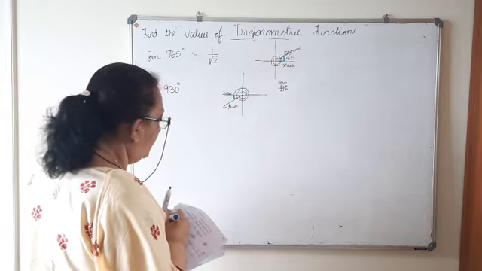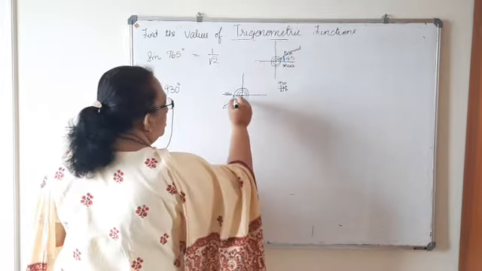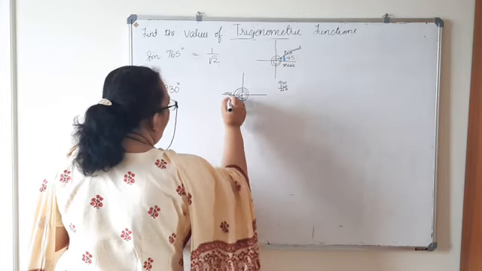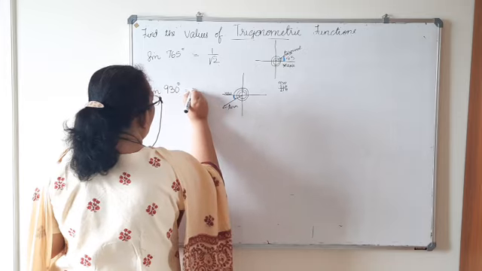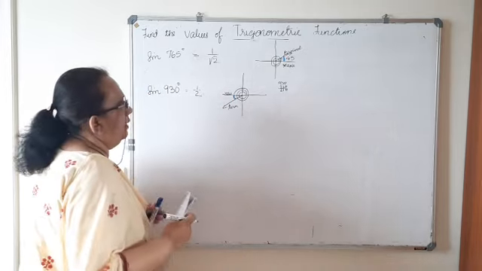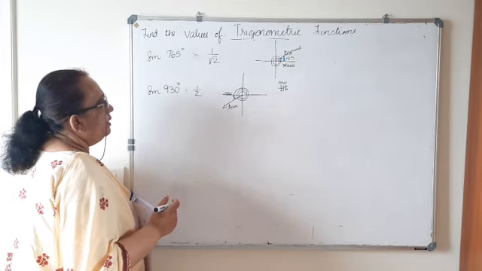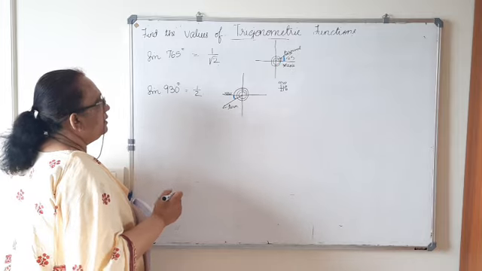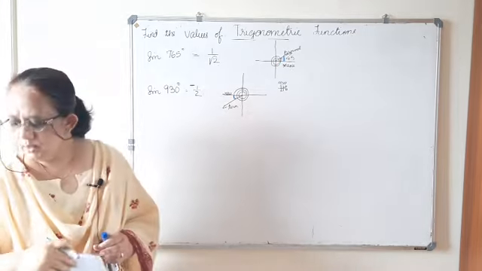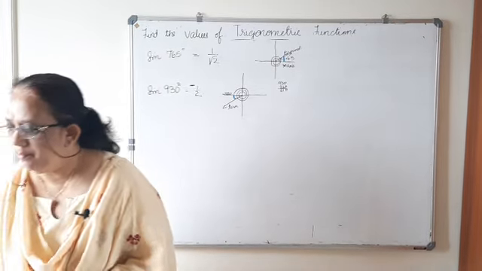What is sine 30 equal to? Sine 30 is equal to 1 by 2. But the important thing is that this angle comes in the third quadrant, and in the third quadrant sine is negative. So the value is equal to minus 1 by 2.